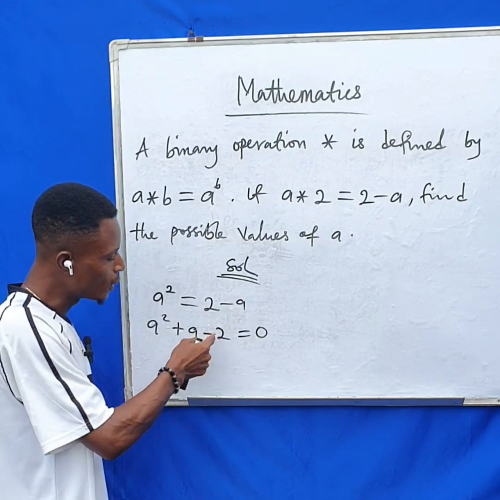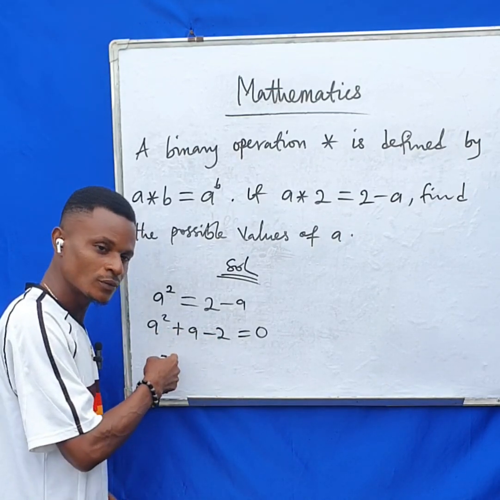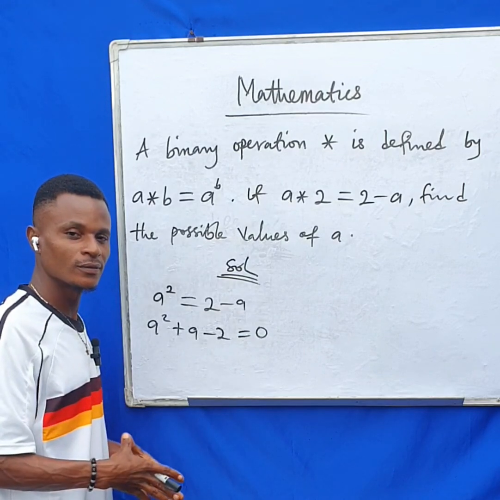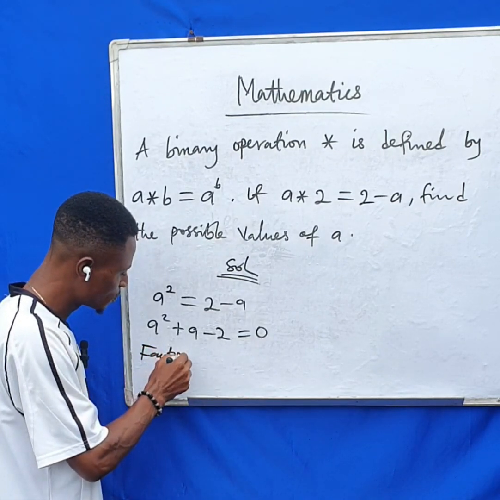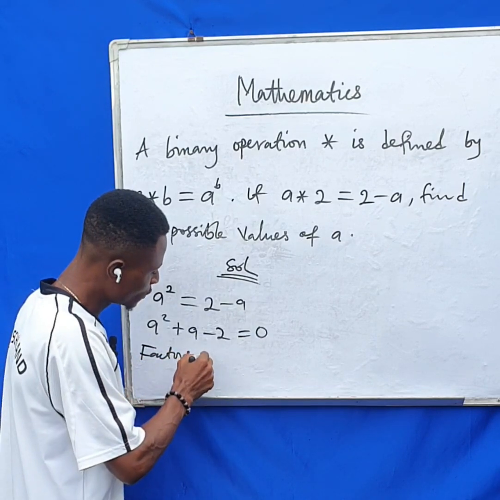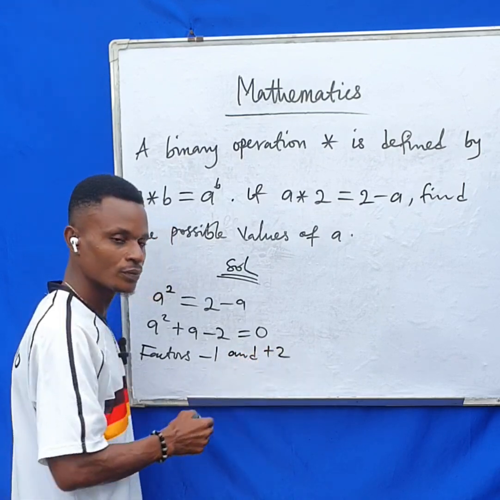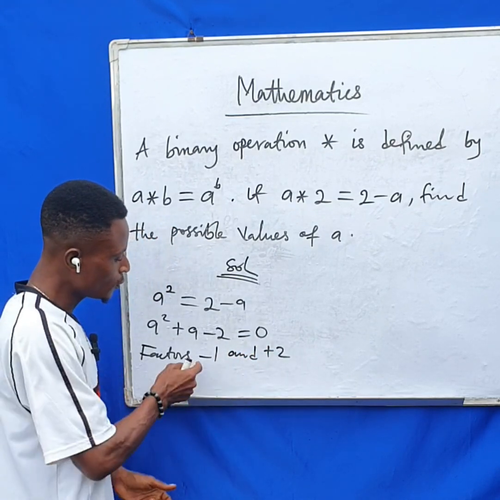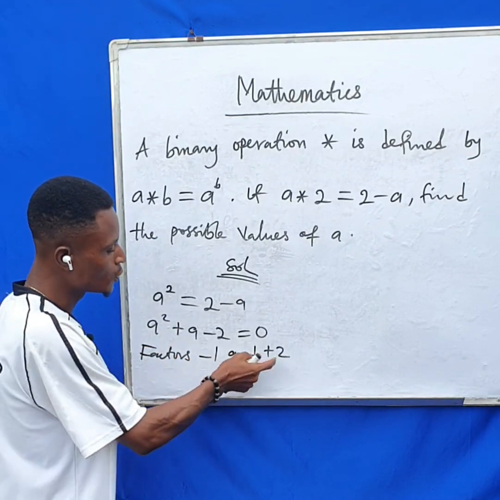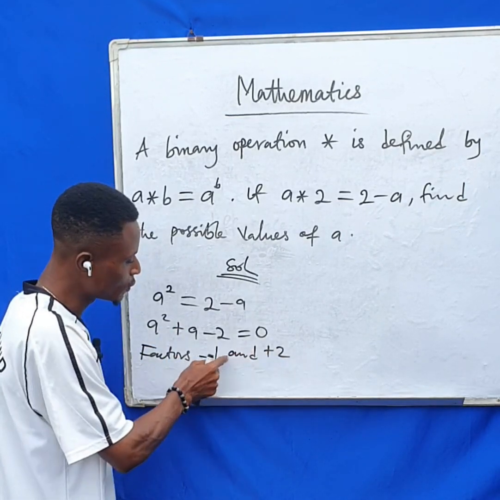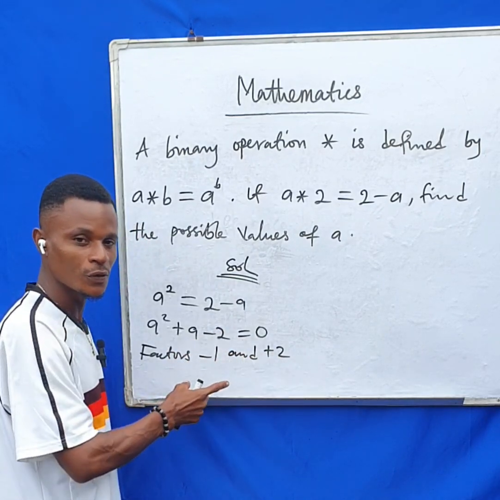Two numbers that when we multiply them, we get minus 2, but when we add them, we get plus 1. What are the two numbers? Call them factors. The two factors are negative 1 and positive 2. Minus 1 plus 2 will give us plus 1. Minus 1 times plus 2: minus times plus will give us minus, and 1 times 2 will give us 2. So these are the two numbers we are going to make use of.